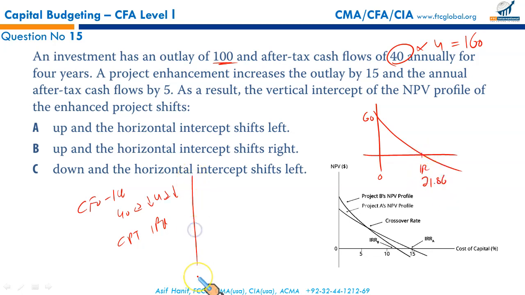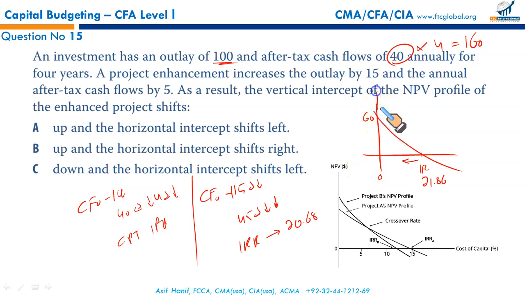Now, what happens? The project enhancement increases the outlay by 15. It means your new cash flow at year 0 is 115, right? And at the same time, the annual after-tax cash flow increased by 5. So instead of 40, we have 45. Calculate your IRR. IRR for this arrangement, you know how to calculate. It's going to be 20.68. It means IRR will shift to the left.